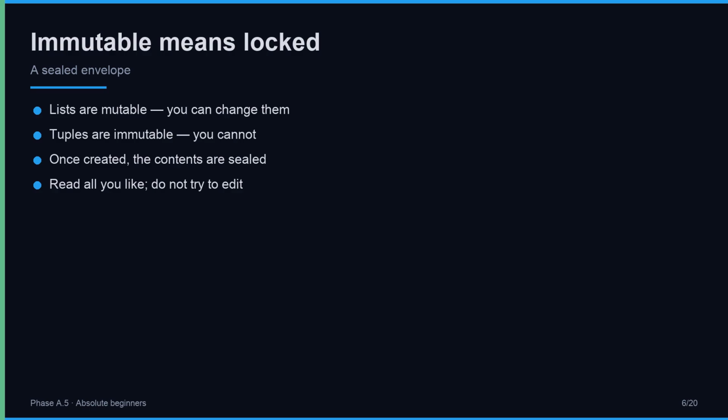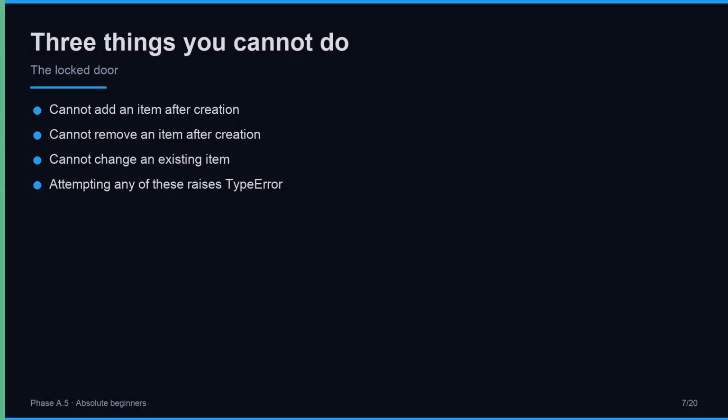You can read any item by its position. You can count the items with len. You can loop over them. What you cannot do is change the tuple itself. No append. No remove. No item assignment. Think of a sealed envelope. You can read the letter inside. You cannot swap it for another. Sealed by design.